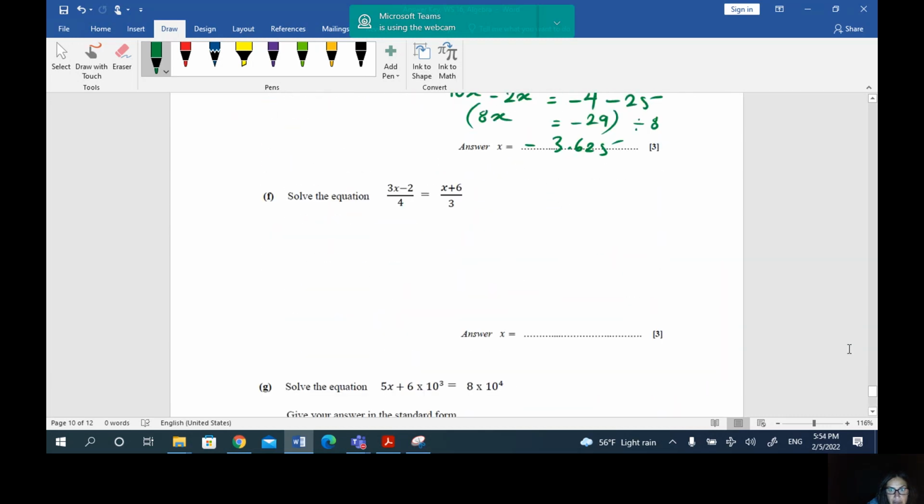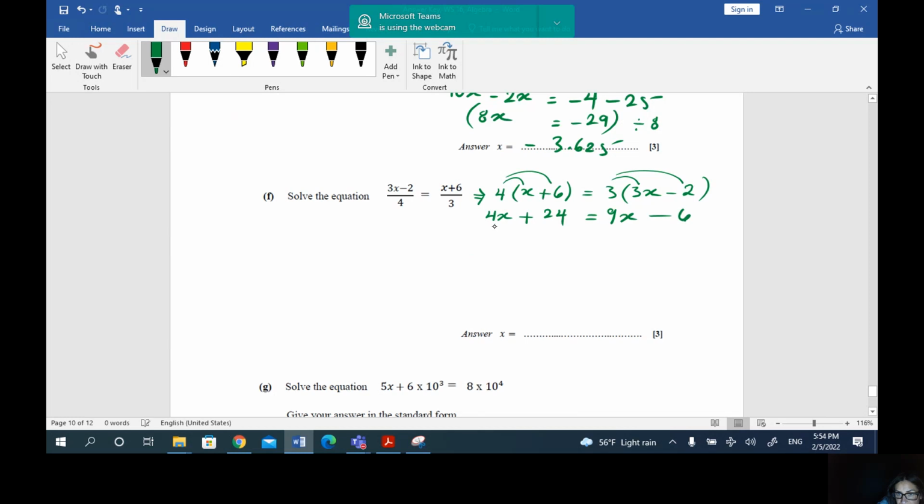Okay. Last two questions here. Solve the equation, and again we are going to cross multiply as follows. So we're going to say 4 times x plus 6 is equal to 3 times 3x minus 2, and then we're going to expand on each side. 4 times x is 4x, 4 times 6 is plus 24 equals 3 times 3x is 9x, 3 times 2 is negative 6.